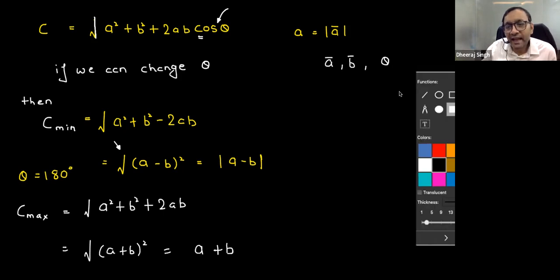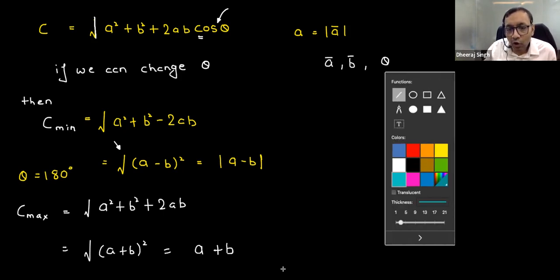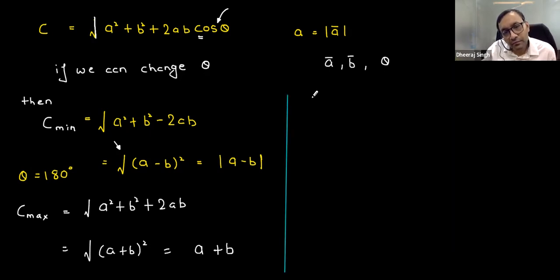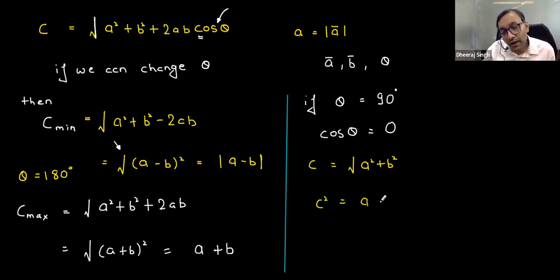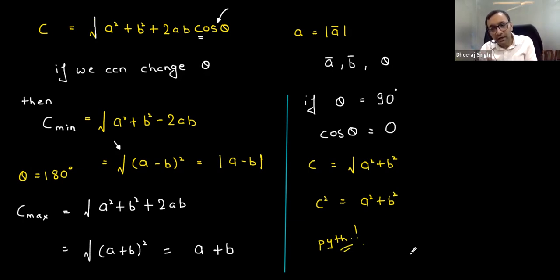Now, if you put theta as 90 degrees, what does the cosine law become? Cos of 90 degrees is what? Everyone, zero. So you get c equals root over a square plus b square, or c square is equal to a square plus b square, which takes the shape of the Pythagoras theorem. So Pythagoras theorem comes from the cosine law only. Pythagoras theorem is a special case of the cosine law. Okay? Clear?